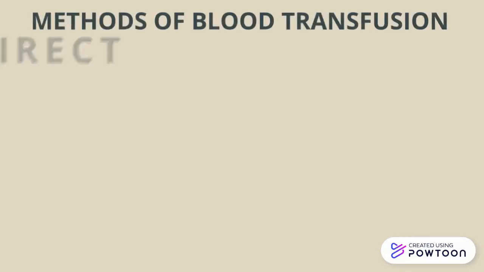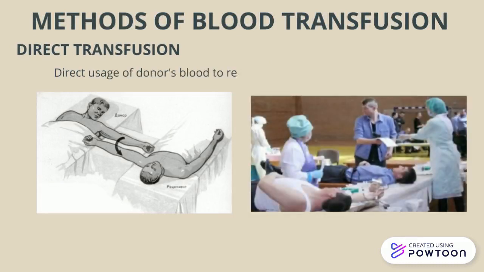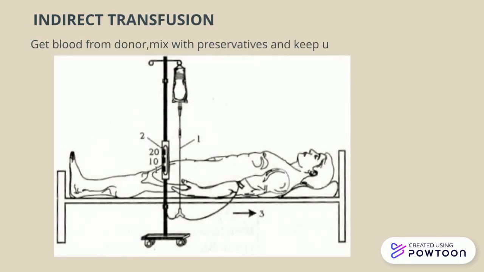Methods of blood transfusion. There are two methods. One of them is direct transfusion. Direct transfusion means direct usage of donor's blood to the recipient without preservation. The second method is indirect transfusion. Here we collect the blood from the donor, then mix it with preservatives and keep it under certain conditions so that we can use it for blood transfusion in the future.